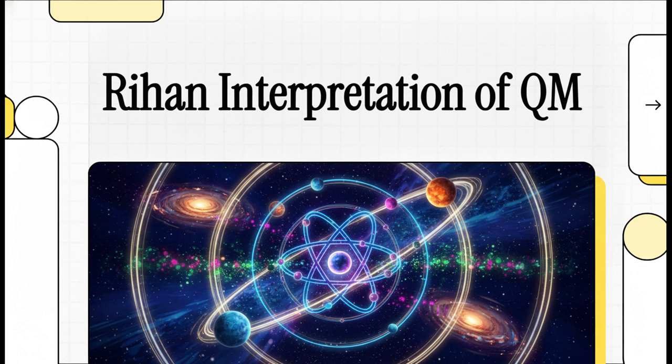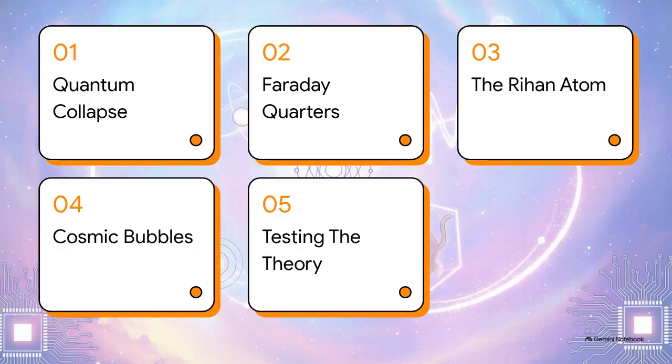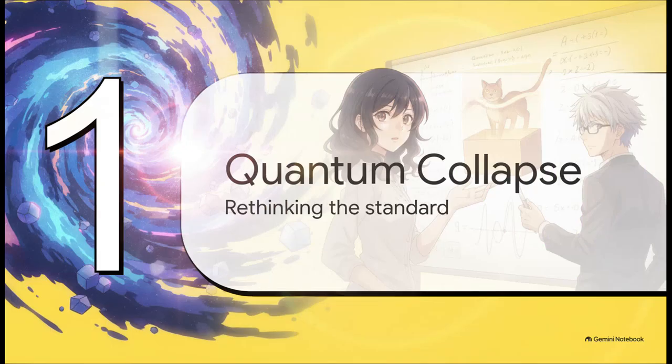Okay, let's dive into this. To really wrap our heads around this theory, we need a roadmap. We're going to start by rethinking quantum collapse. Then we'll break down the mathematical engine driving all this, called the Faraday quarter solution. After that, we'll peek inside the Rihan atom, zoom way out to cosmic bubbles and filaments, and finally look at how we can actually test the theory. All right, let's get into section 1, rethinking quantum collapse.